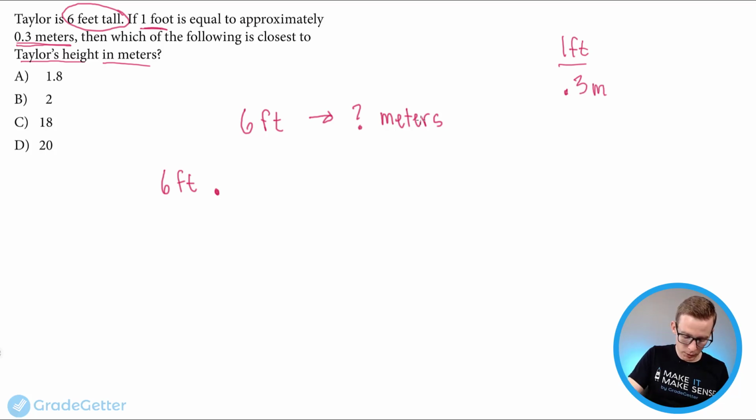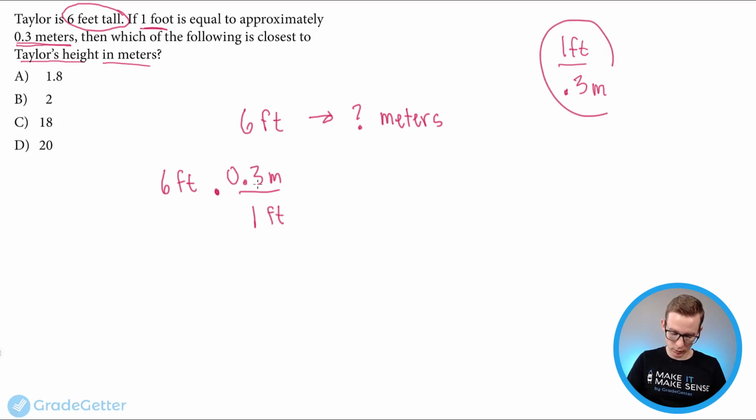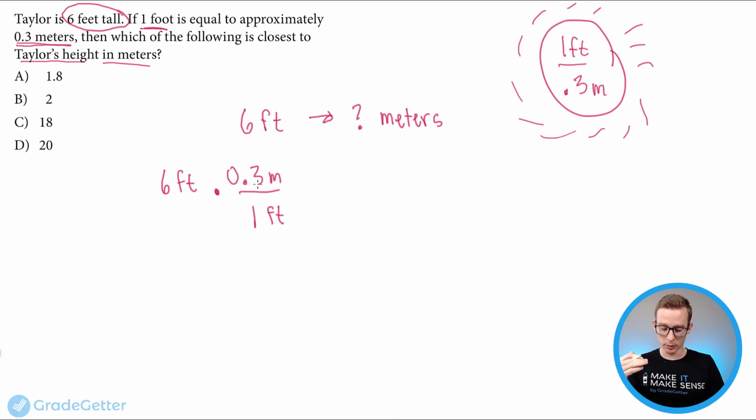Okay, so do I multiply this by 1 foot over 0.3 meters? Or should I multiply 6 feet by 0.3 meters per 1 foot? How do I know which unit goes on top and which unit goes on bottom? I know I'm going to use this ratio, but I could either do 1 foot over 0.3 meters or 0.3 meters over 1 foot. And the way you know is to see which unit gets canceled out.